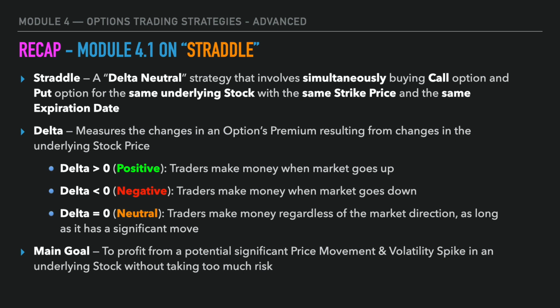A straddle allows traders to profit from any underlying stock as long as its price makes a significant move either to the upside or downside. But now the question is, what if you believe the price will not make any significant move for a period of time? Then that's exactly where the butterfly strategy comes into play.